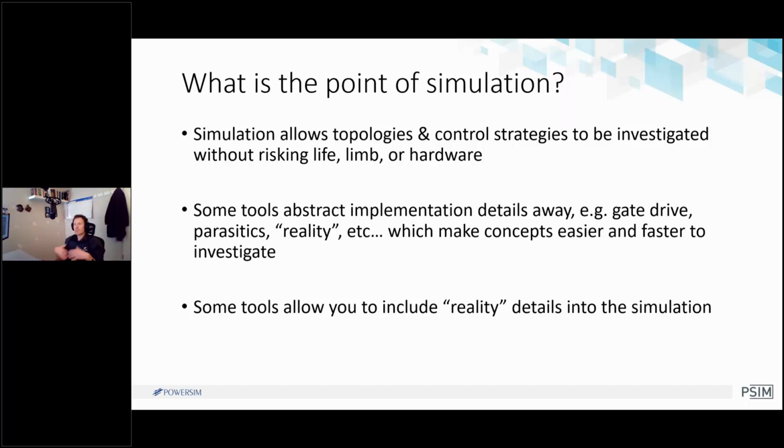Some tools also allow you to include that kind of reality in your simulation. PSIM allows you to work with ideal models and simplifications, and it also allows you to introduce non-ideal models and some of those parasitic impacts. PSIM allows you to introduce non-ideal things and high-frequency interactions when you're ready for them. It doesn't force you to deal with those things in your first design process.